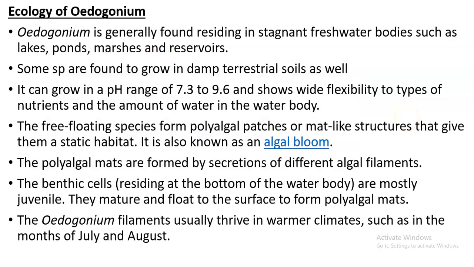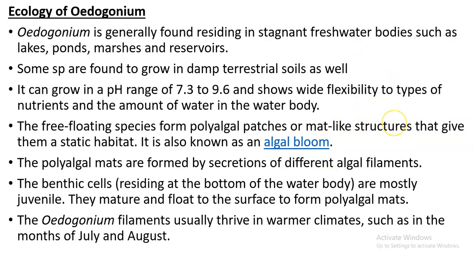First of all, coming to the ecology or habitat of Oedogonium. It is found residing in stagnant freshwater bodies such as lakes, ponds, etc. And some species of it can grow in damp or moist terrestrial soils as well. For example, Oedogonium terrestris, Oedogonium rendave, etc. are found to grow in moist terrestrial soils.